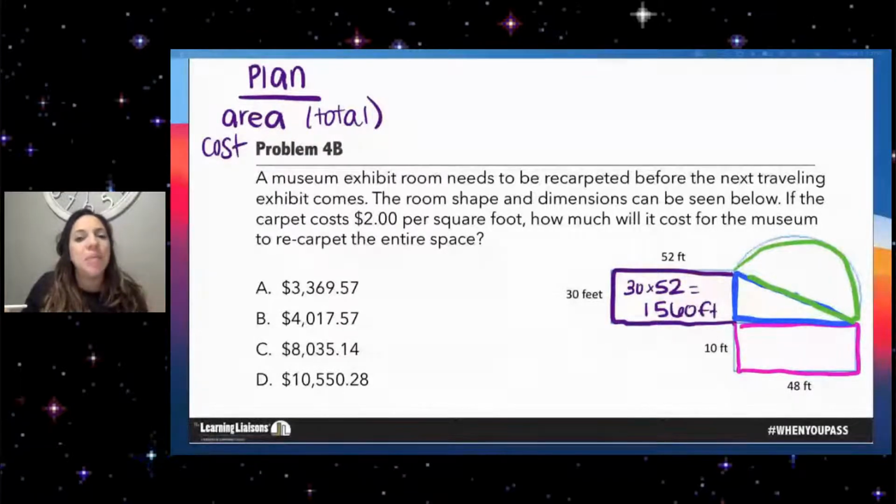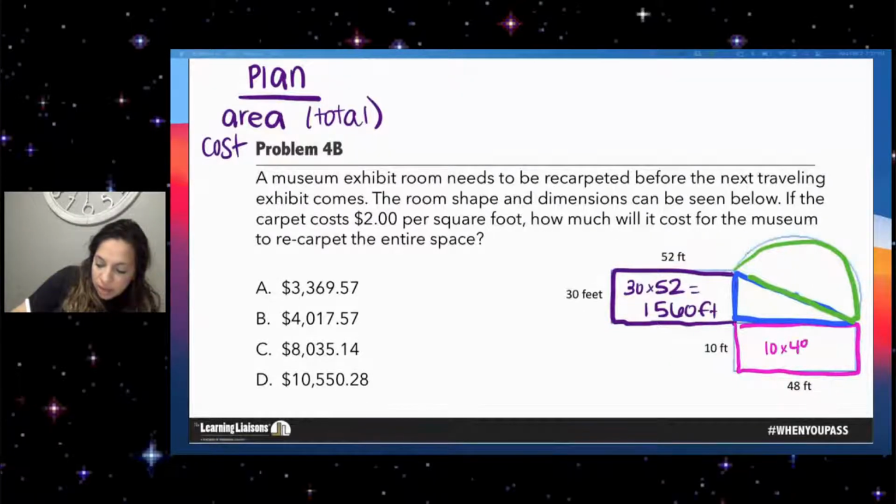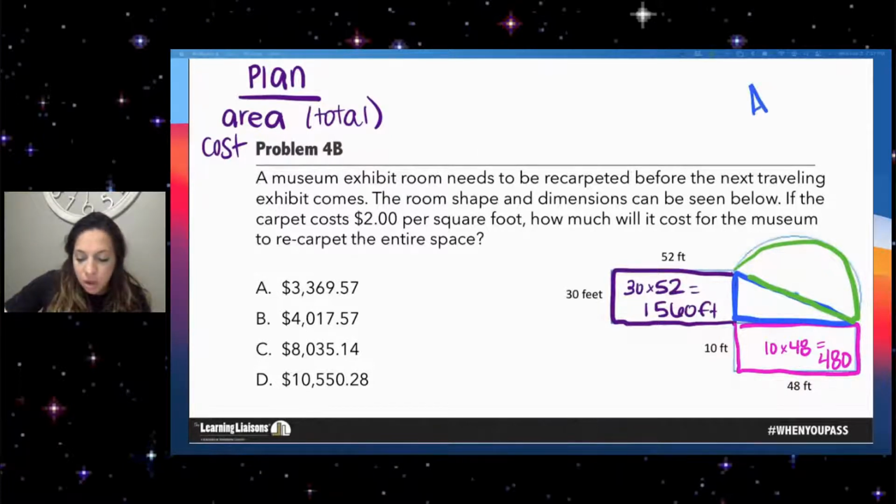I'm always going to label what I have, especially when it's a problem like this, because we're dealing with dollars and feet, and I don't want to get my measurements mixed up. Then I'm going to move on to my pink shape. 10 times 48, length times width is how you find a rectangle, and that's going to equal 480. Then I'm going to move on to my triangle. What's the area of a triangle? Area of a triangle is 1/2 base times height.